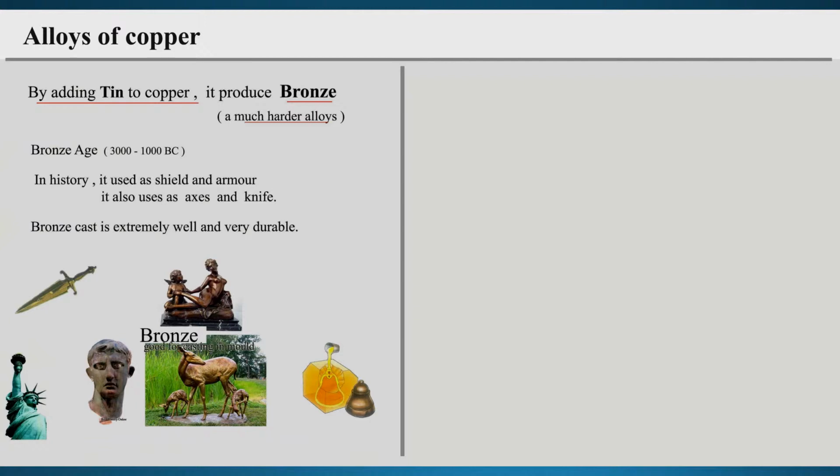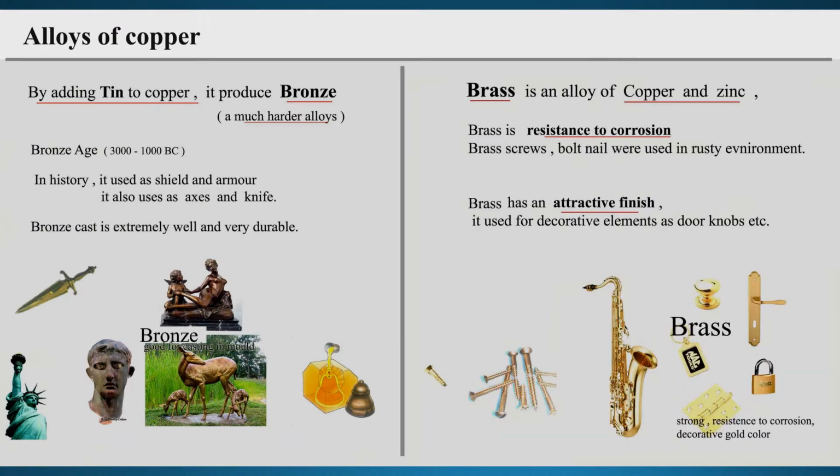Now we're going to talk about brass. Brass is another type of copper alloy. Instead, you add zinc to it. When you add zinc to copper, it also becomes very strong and resists corrosion. As examples, like the screw and the nail.